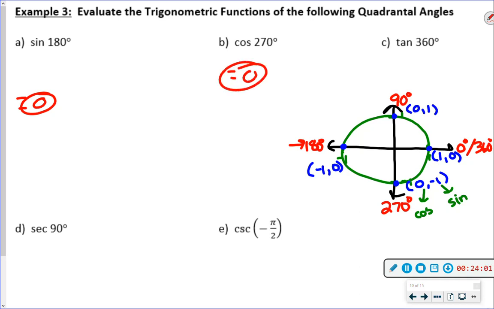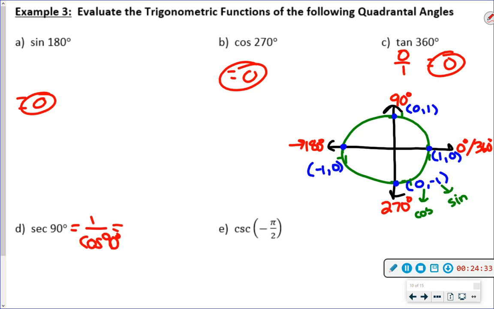Tan of 360. Now, tan is where I'm going to have to do sine over cosine. 0 divided by 1. Well, what's 0 divided by anything? 0. Got it. Secant of 90. Now, we have cos and sine. I need secant. Look on your yellow sheet at the very top group. Remember those original fractions we did all the craziness? Secant is the same as 1 over cosine.